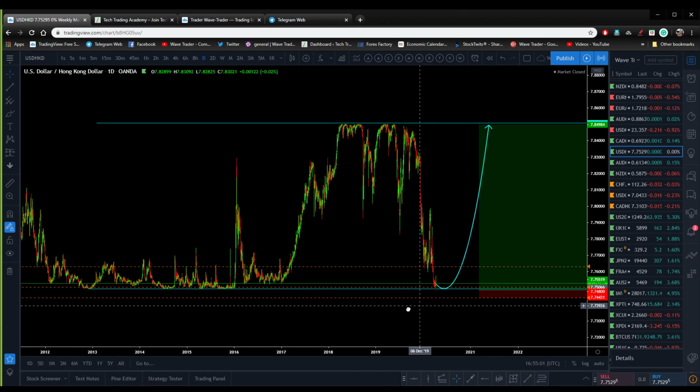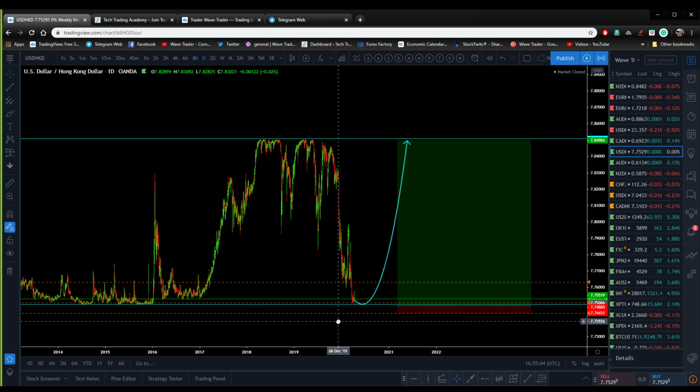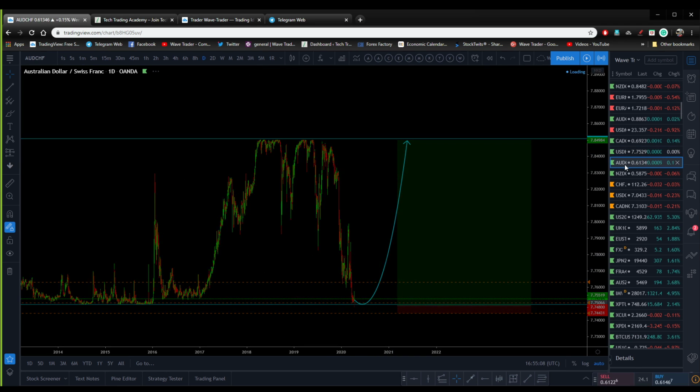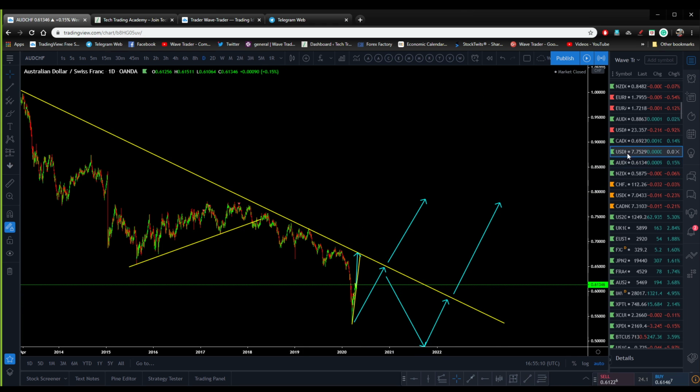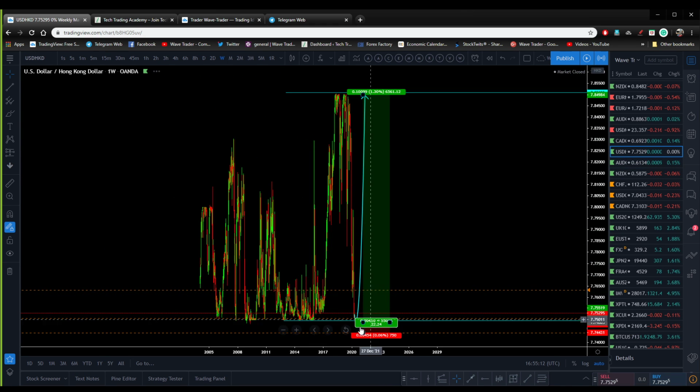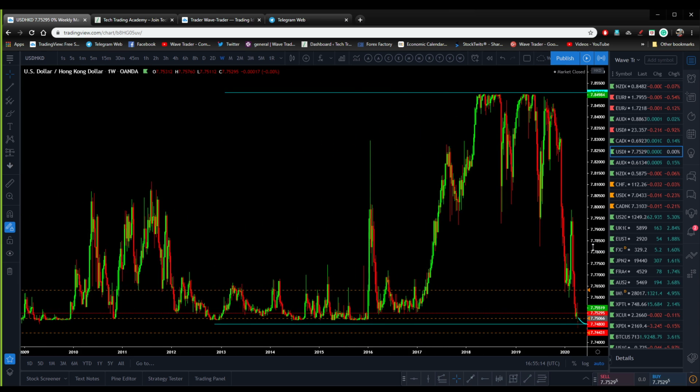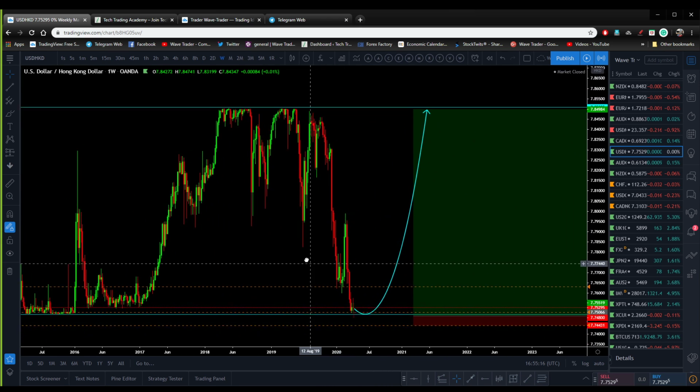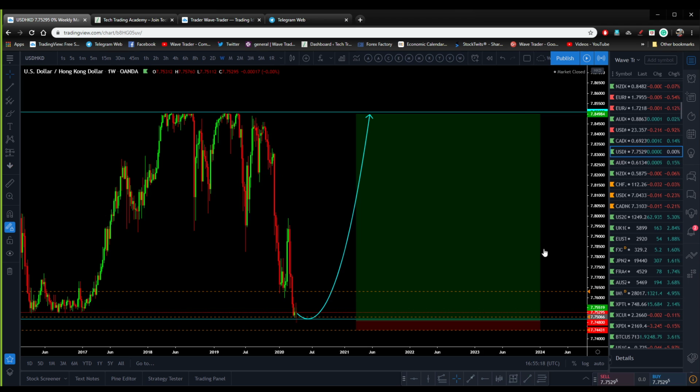Hold the pegged rate 7.75 and reverse for the longer term. All right, let's go to the weekly time frame chart. Hold the pegged rate and reverse for the longer term. Use your stop just behind the pegged rate.